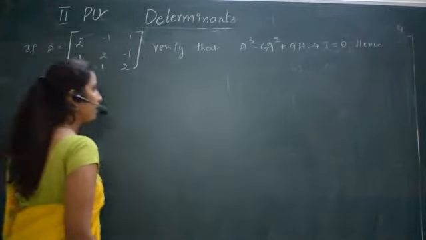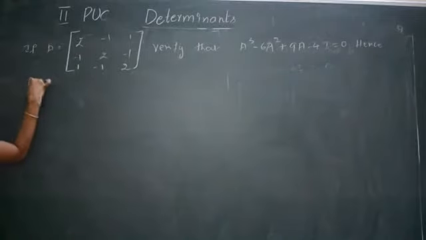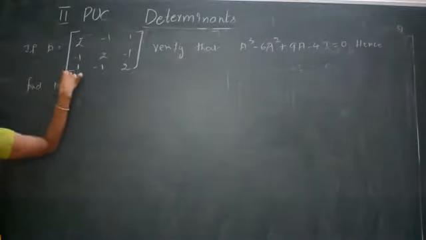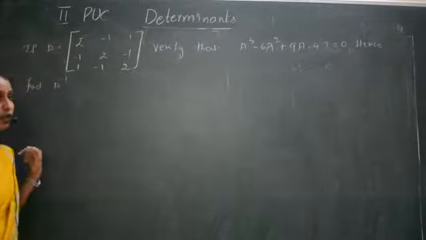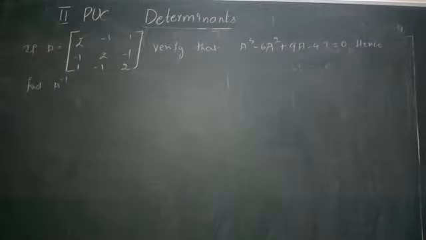Hence find A inverse. So here you have to verify, then find A inverse. First we have to verify whether it is equal to 0 or not. You know how to find out A cube. A cube is A into A square. So first we have to calculate A square.